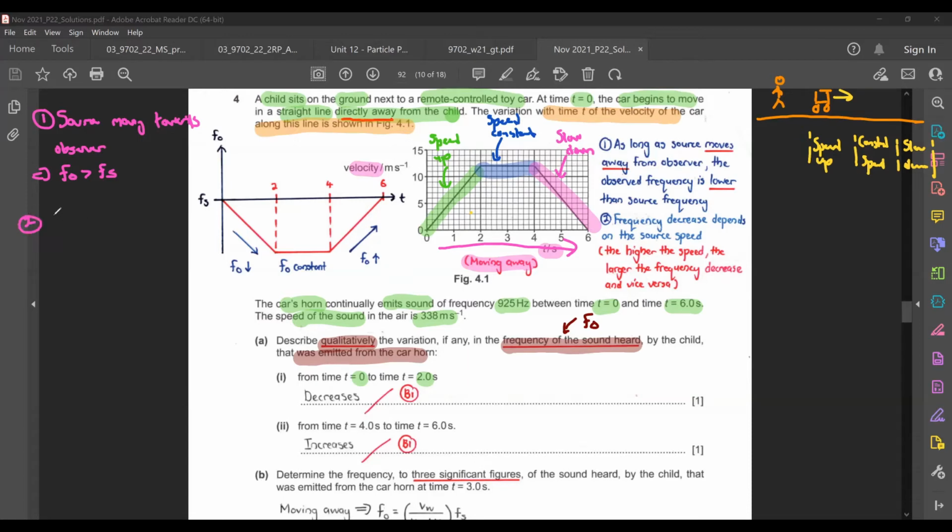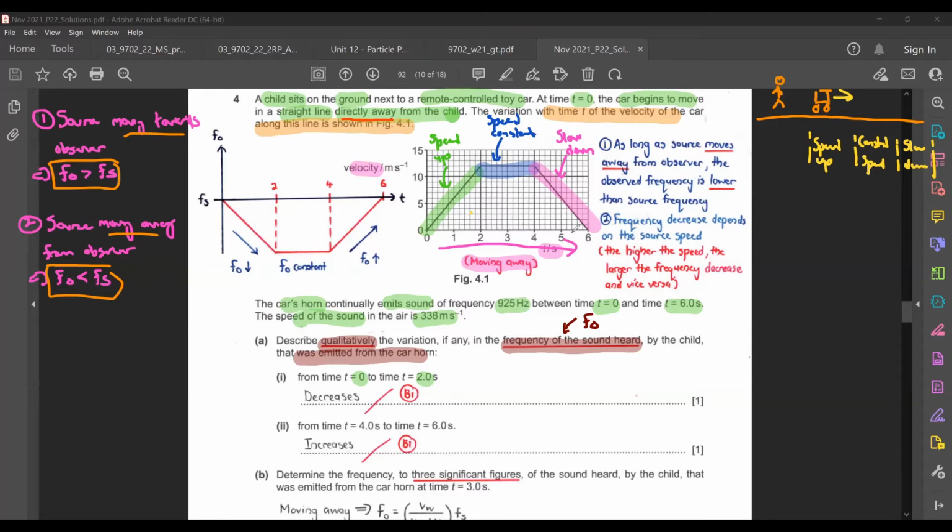But on the other hand, if your source is moving away from the observer, your observed frequency will be less than your source frequency. Okay, these were the two main conclusions that you would have learned from Doppler effect. You always see whether your source is moving towards or moving away. That will change your observed frequency to either being larger than or smaller than your source frequency.